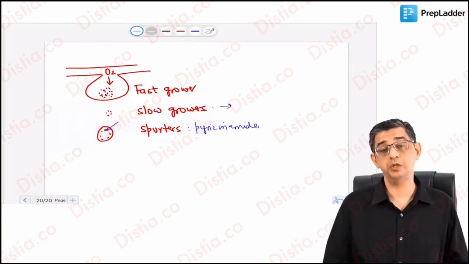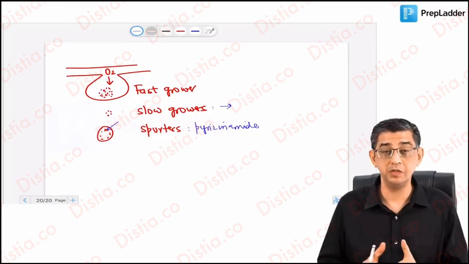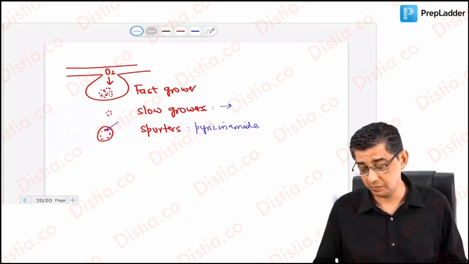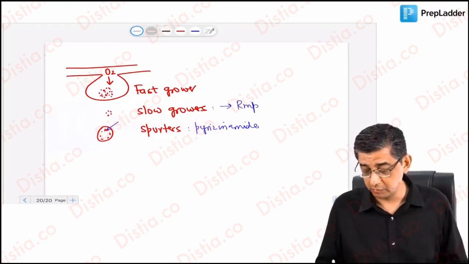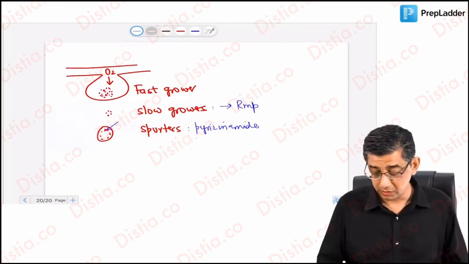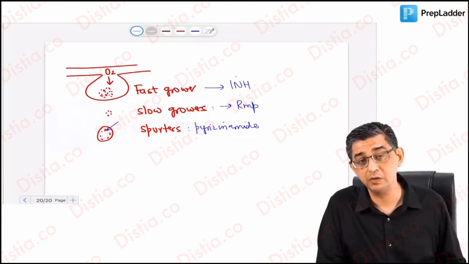Whereas if I want to kill the slow growers, then I need a drug that has a high volume of distribution, because the interstitial space will have very little blood supply. So to reach the interstitial space, I need a drug having a good volume of distribution. And for fast growers, I would require a drug with a high bactericidal killing activity, that is isoniazid.